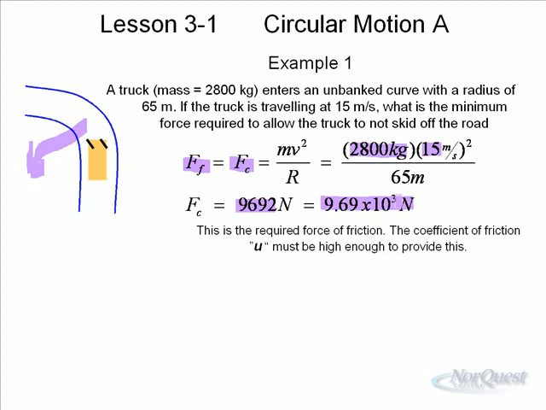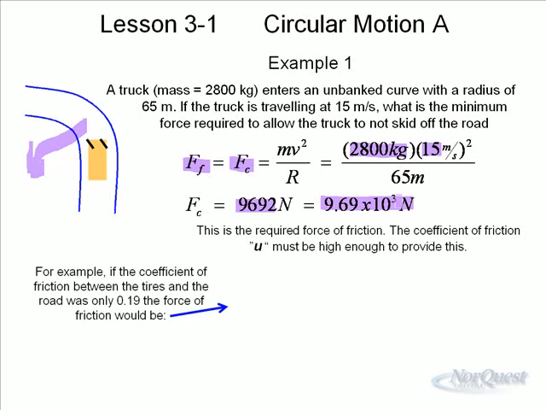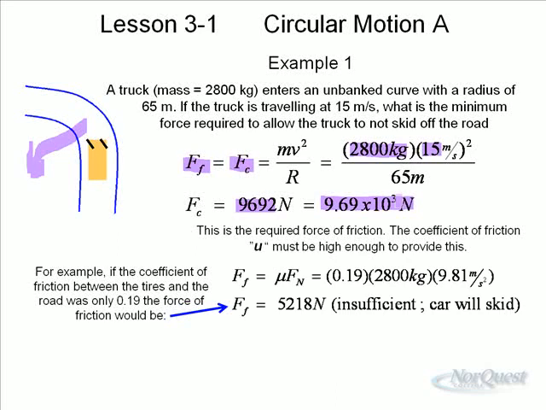So let's say we had a fairly slippery surface and the coefficient of friction was only 0.19. Would that give you enough friction to hold you on the road? Since we need 9692 newtons to hold us on the road, if we only had a coefficient of friction of 0.19, then our force of friction would only be 0.19, that's mu, times the weight of the object.